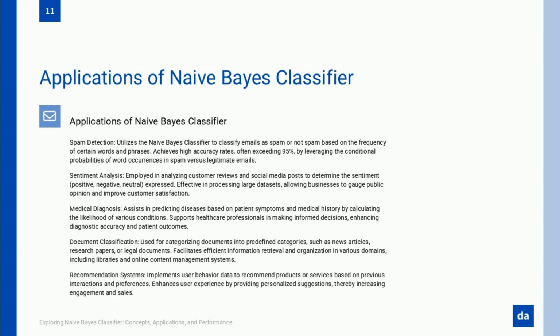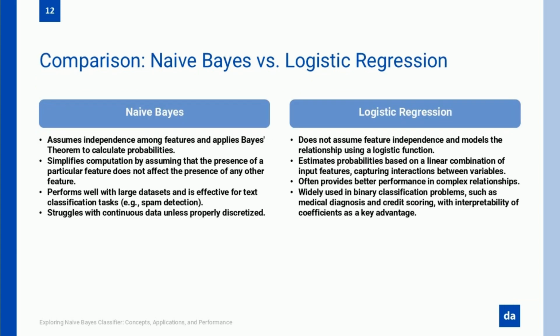When choosing a classification algorithm, it's natural to compare naive Bayes with other popular models to understand its strengths, weaknesses, and where it fits best. One of the most common comparisons is between naive Bayes and logistic regression. While both are widely used for classification tasks, they have key differences that impact their performance in different scenarios.